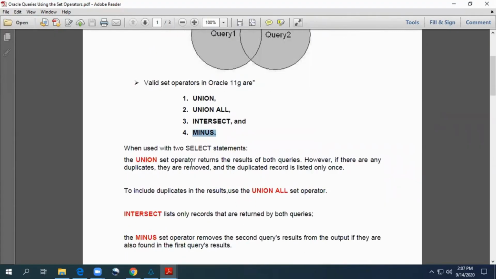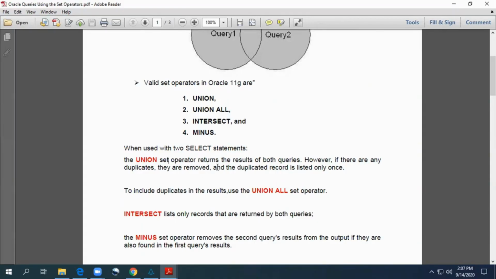Here the union set operator returns the result of both the queries. You know these operators, and the use of these operators is the same as in other subjects. Only here, with respect to queries, we are discussing the set operators. If there are any duplicates, they are removed and the duplicate record is listed only once in the result of the query using the union set operator. If you write two select queries and join them with the union operator, it will return the result of both the queries.